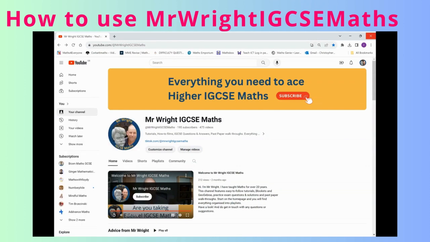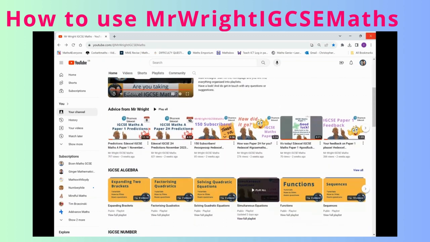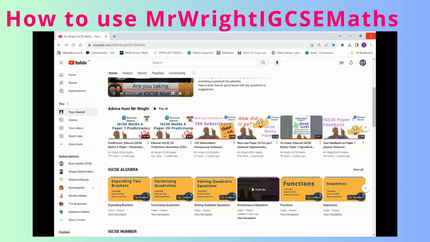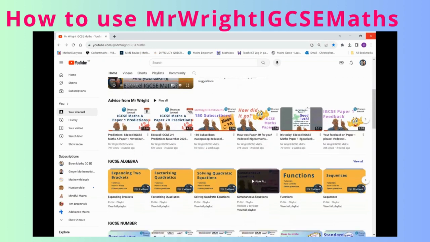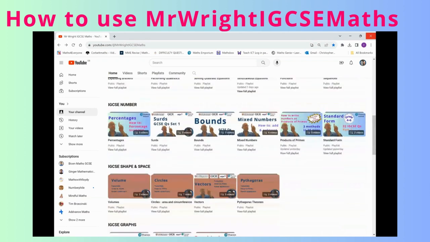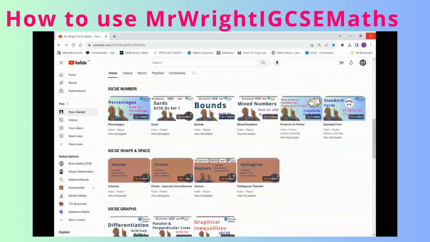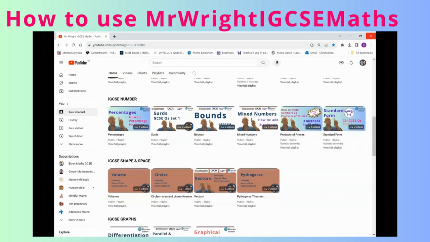Here it is, and you can see that I've organised it into sections. Advice from me, which includes films like paper predictions for the series coming up, that sort of thing. And then a section for algebra, number, shape and space, graphs, and handling data. And under each of those sections, you will find playlists for each topic.